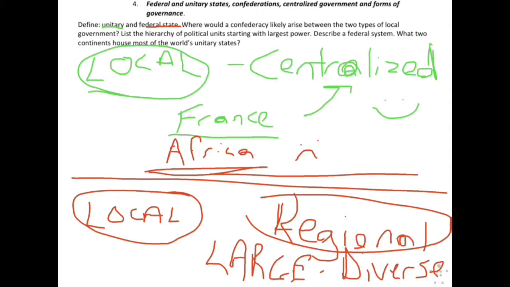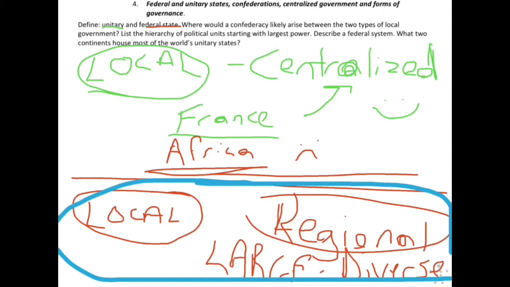Second part of that question says, where would a confederacy likely arise in regards to these 2 types of government systems? And a confederacy is more likely going to arise from a federal government because you have things that give local power, like these regional types of governments where there's already people in power locally. And so it's easy for them to kind of break away and create their own governments, for example, like the American Civil War.